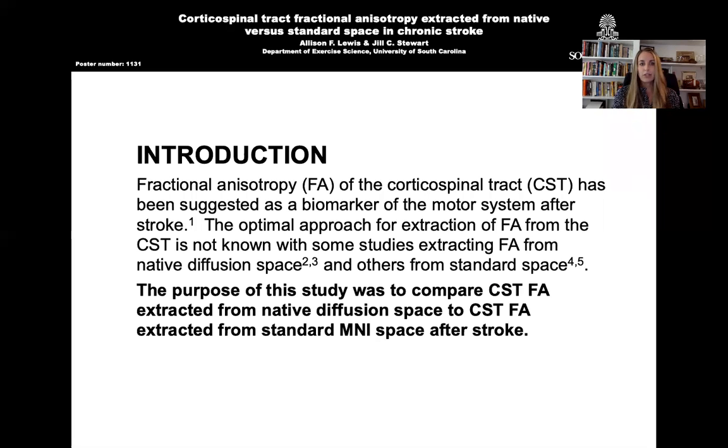So that kind of brings us to the purpose of the study. So because there is no gold standard for how FA is measured, different researchers in different labs do this in different ways. So some present data in native brain space, while others present data in standard brain space. So we really wanted to understand how this extraction space might affect FA values in individuals who have had a stroke.